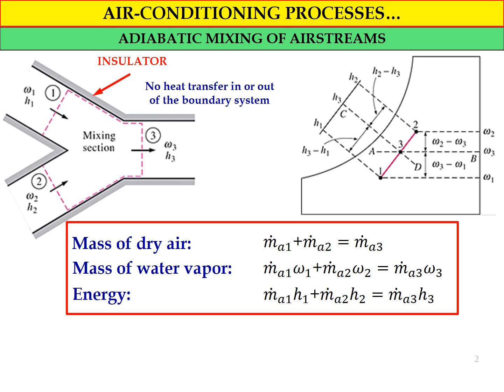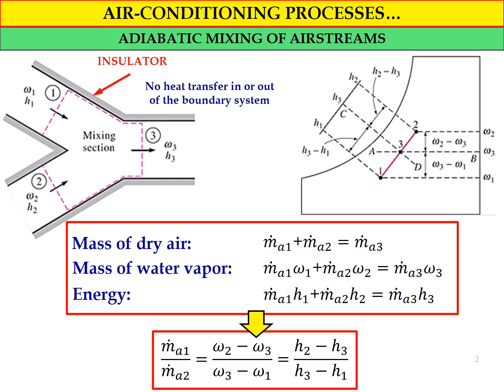So from these equations, and by referring to the simplified psychrometric chart above, we have a relationship between the mass flow rate ratio, the specific humidity difference ratio, and the enthalpy difference ratio. From this we can manipulate the equation to determine the mass flow rate, the specific humidity, or the enthalpy for a specific state in the adiabatic mixing of air streams process.